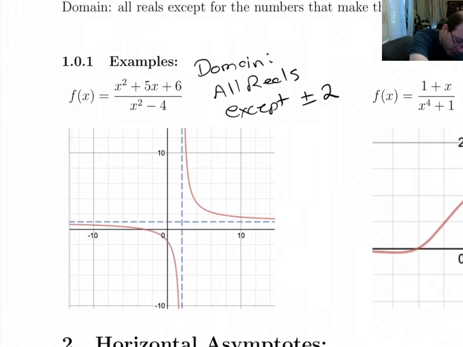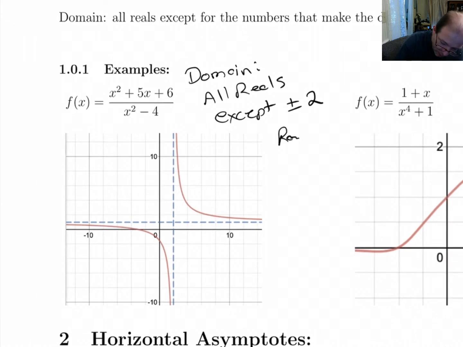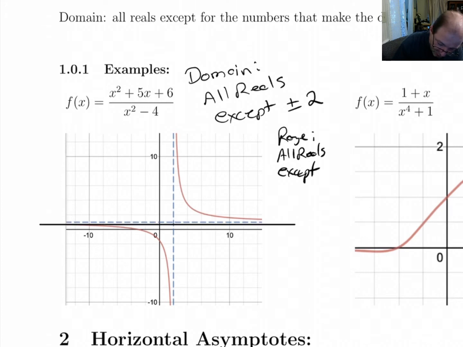All right, we just did the domain. The range of this would be all reals except for, notice we've got this horizontal asymptote across here. And that horizontal asymptote happens at 1. So all reals except 1 for the range.